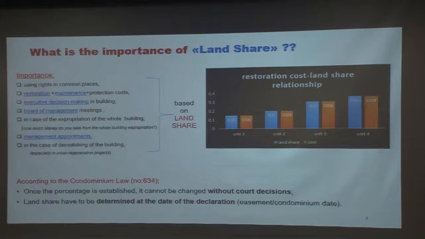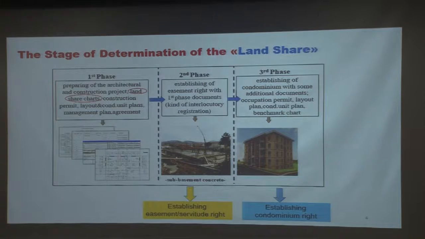Land shares have to be determined at the date of declaration. There are 3 steps regarding the use of land shares from design to construction process. In the first phase, some papers, architectural construction projects, land share charts, layout, and condominium unit plans are prepared. And then in the second phase, easement right, in Turkish irtifak hakkı, as a security of the property right, is established.